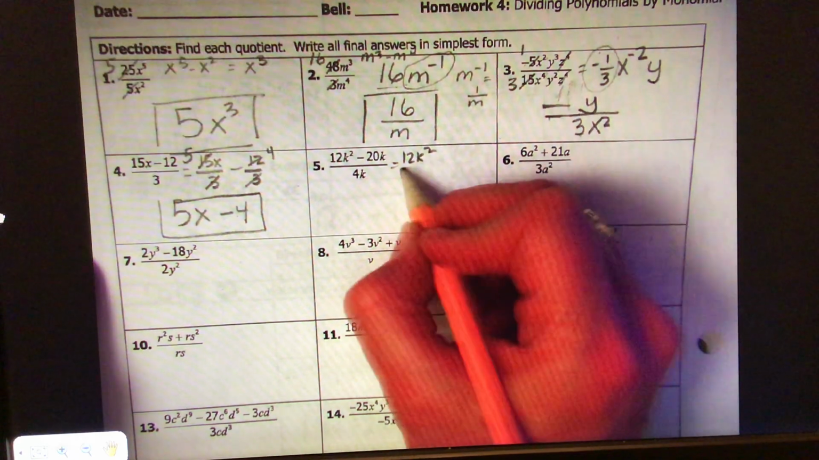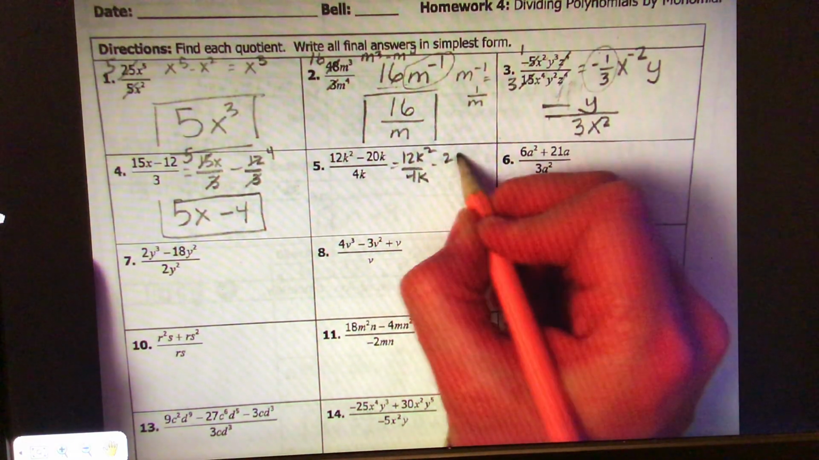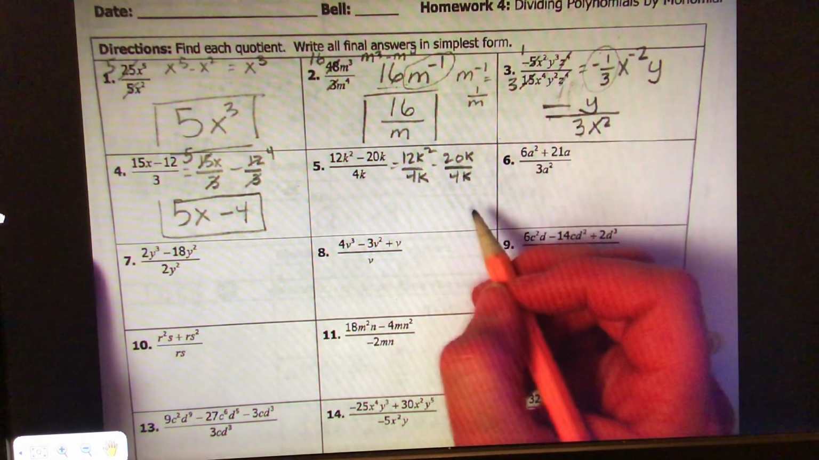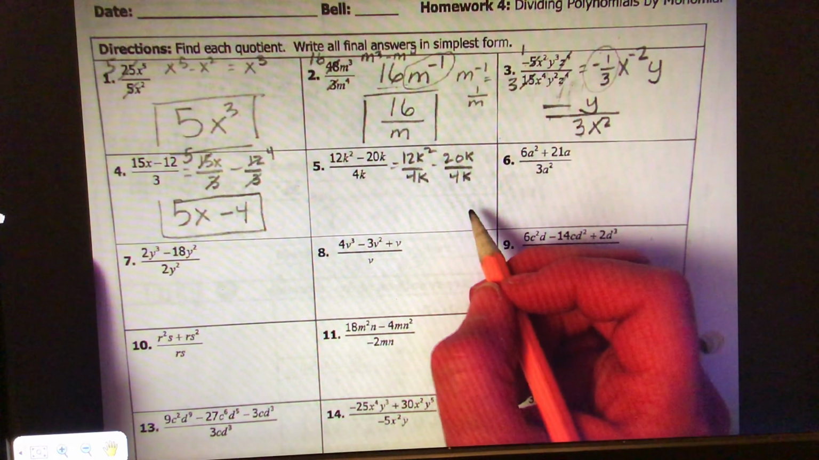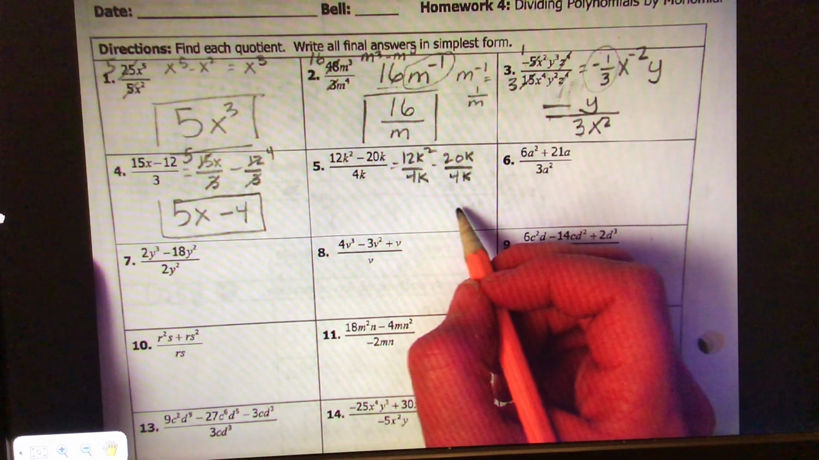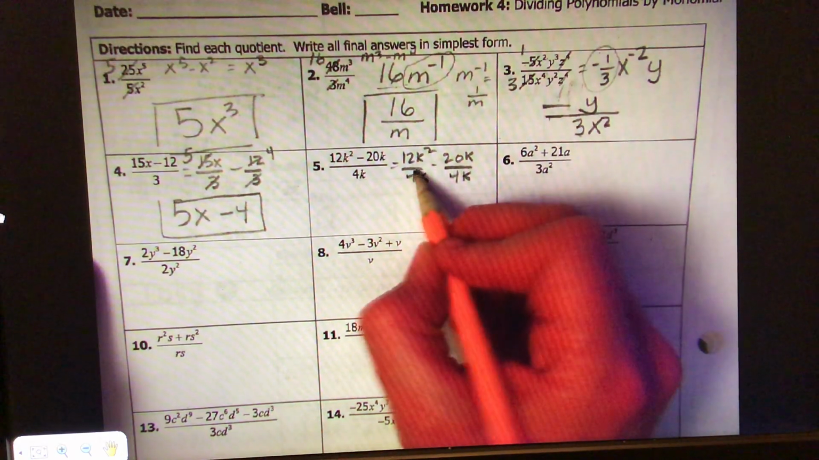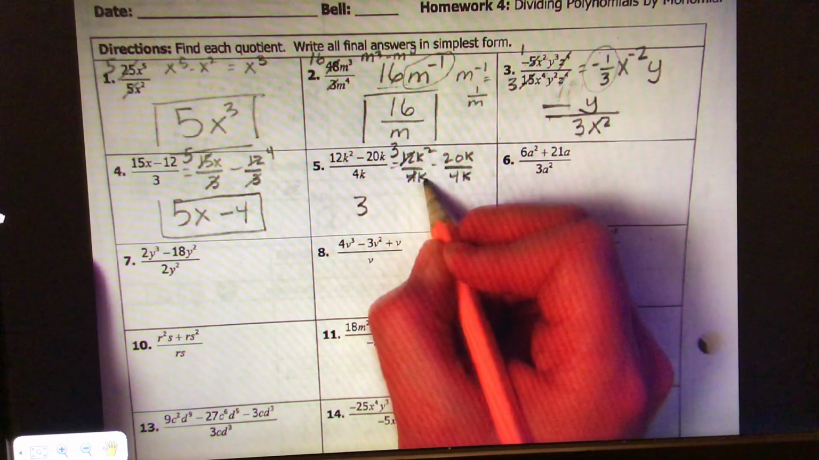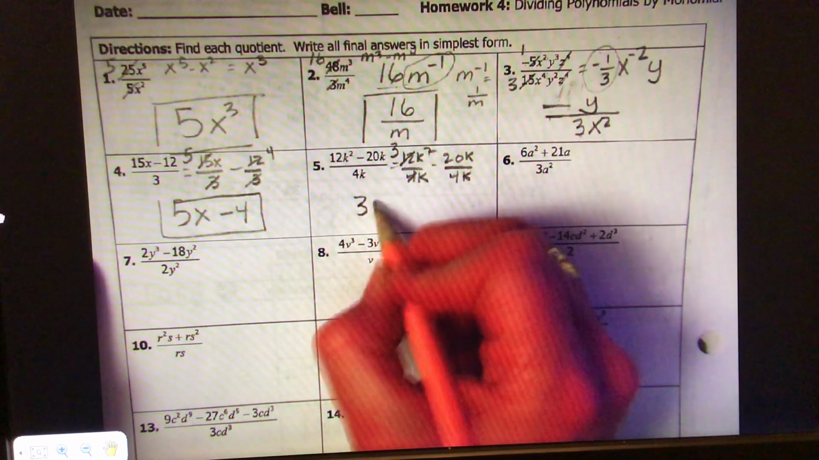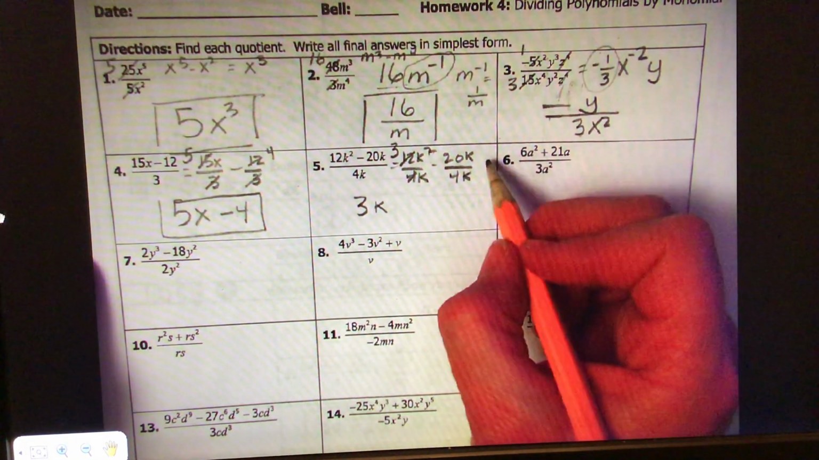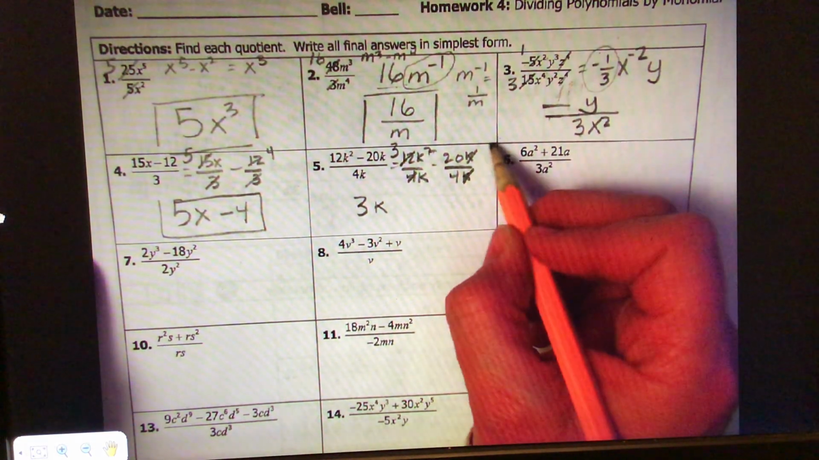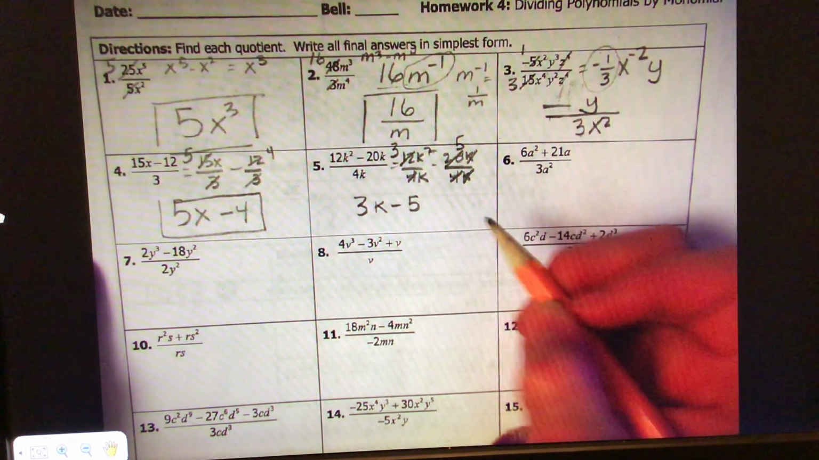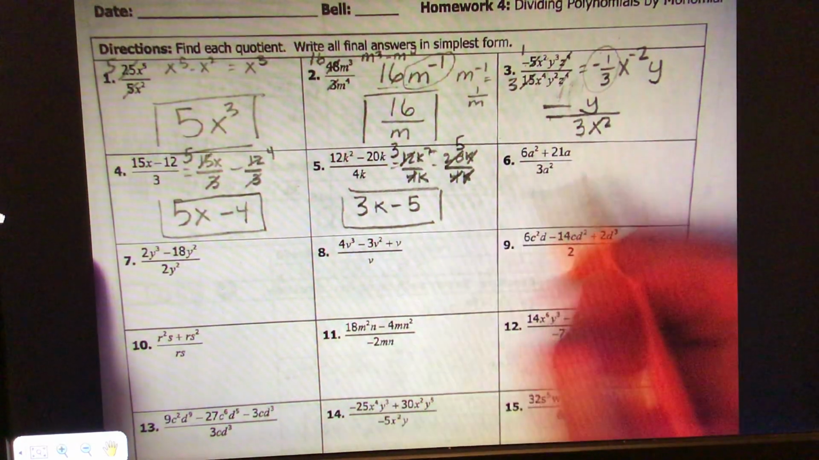12k squared over 4k minus 20k over 4k. Okay. Let's go for it. 4 goes into 12 3 times. K squared divided by k is just k. 4 goes into 20 5 times. 3k minus 5. Okay.